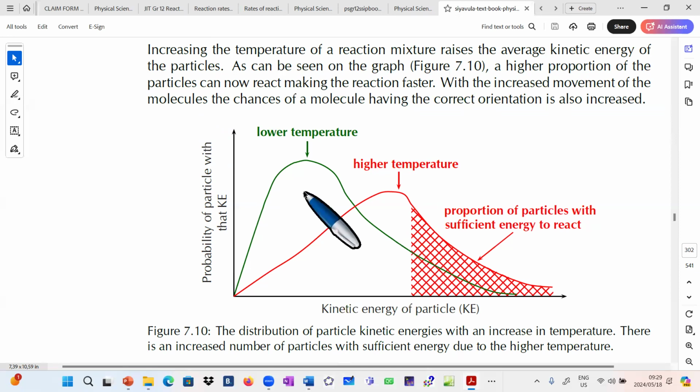With the increased movement of the molecules, the chances of a molecule having the correct orientation is also increased. Yes.